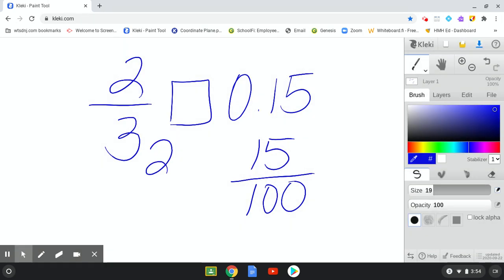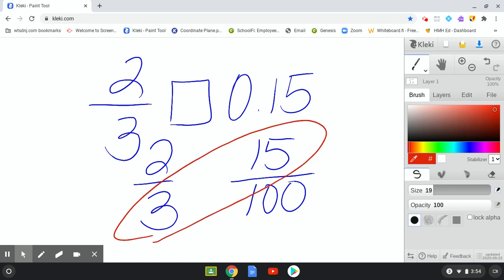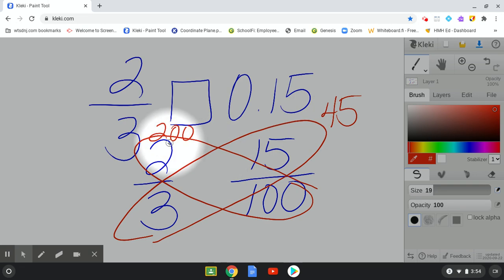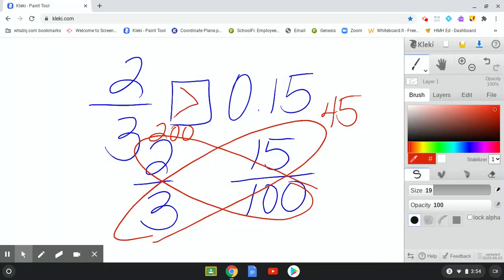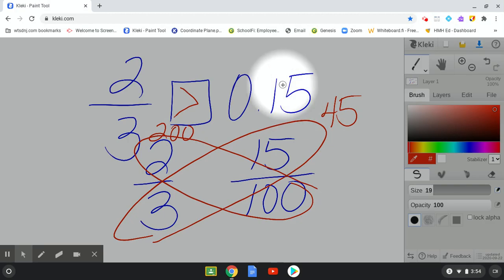So now bring down my 2/3, and now I'm going to cross multiply because I've learned to cross multiply. Okay, so you would do 15 times 3, which gives me 45. 100 times 2 is 200. Well, 200 is greater than 45, so 2/3 is greater than 15 hundredths.